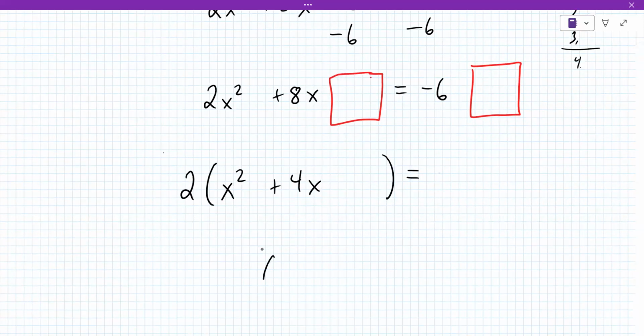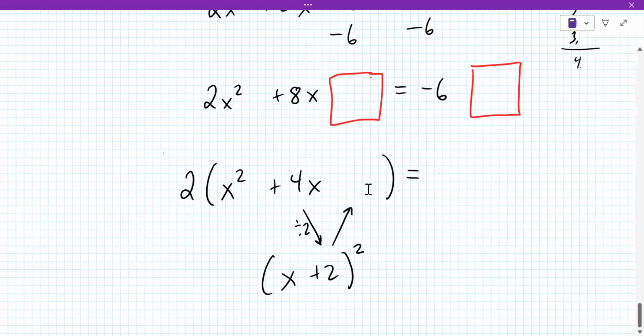What is half of 4? 2. 2 plus 2 squared. So you divided by 2 to get that 2. And then what do you do to go back into this position? Square it. So that becomes plus 4. What you're used to is writing plus 4 on both sides, but it's not in the red box.